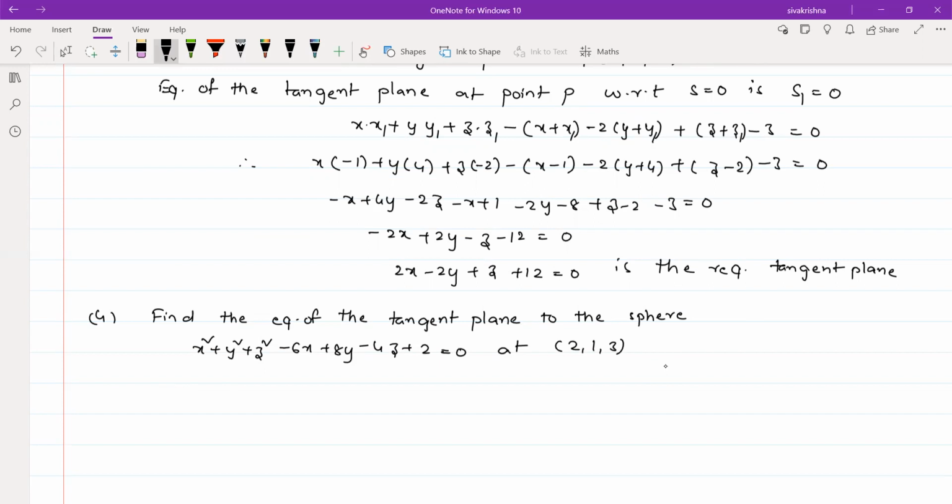Okay, so in this way we can find the tangent plane. So today we have discussed 2 points. One is the intersection of sphere and the line, and the second point is how to find the tangent plane corresponding to the given sphere equation at the point.